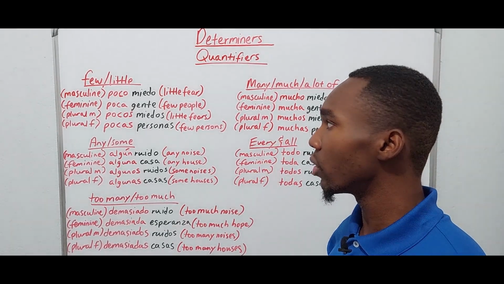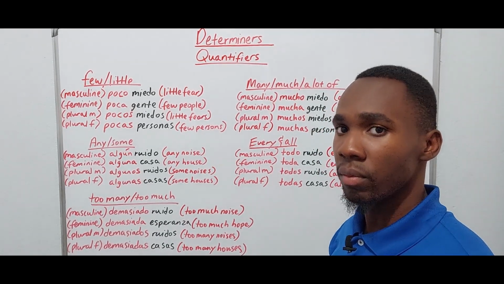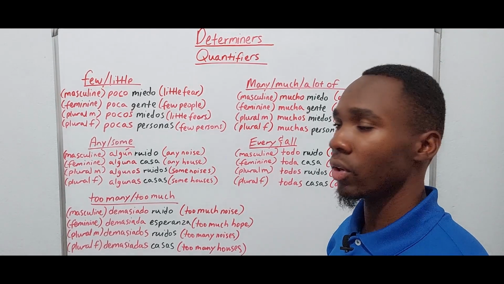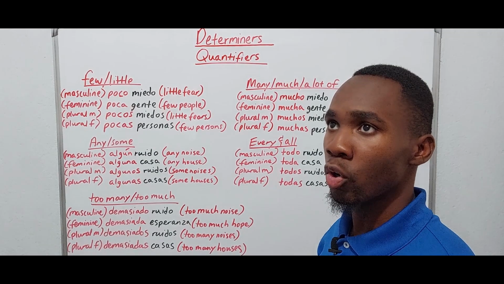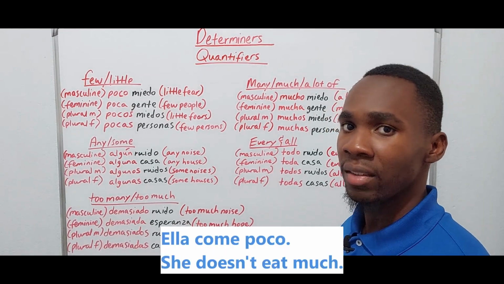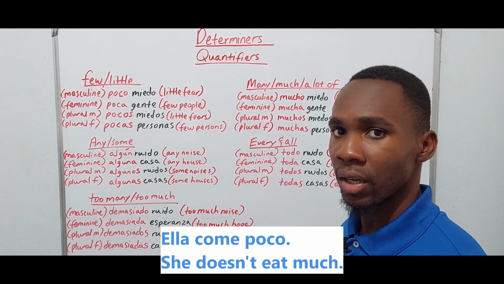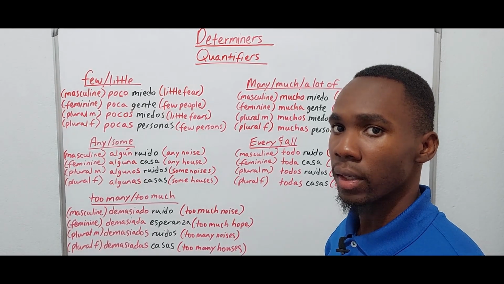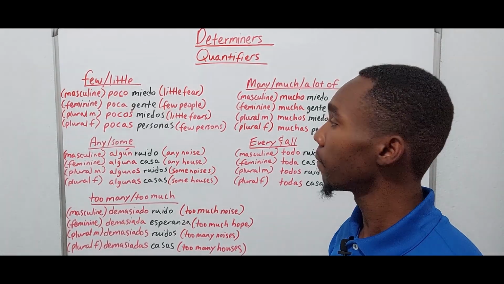Now, the word poco could actually be an adverb, and when it's an adverb, it would just be poco. It wouldn't change to poca, none of that. So an example, ella come poco. That means that she doesn't eat much. That's what poco would mean as an adverb.